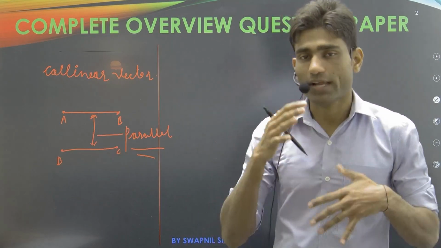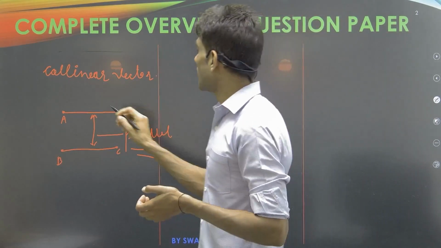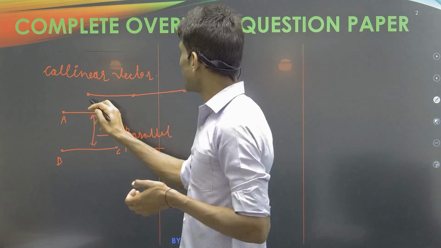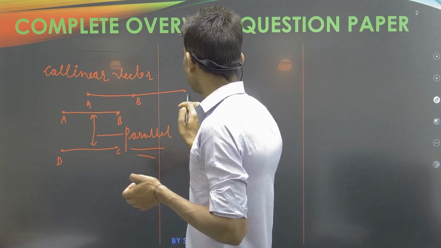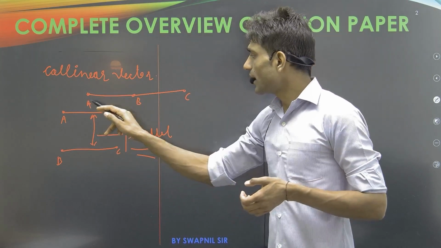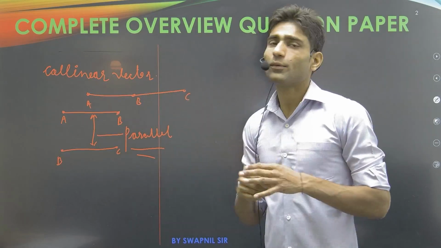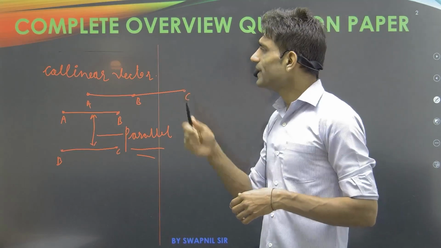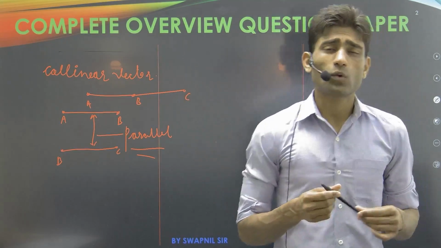When we have two lines parallel to each other, we consider them collinear lines. Or one more condition: if the lines are along each other, like this, line AB and BC, that means line segment AB lies along line segment BC, then we consider them collinear lines.